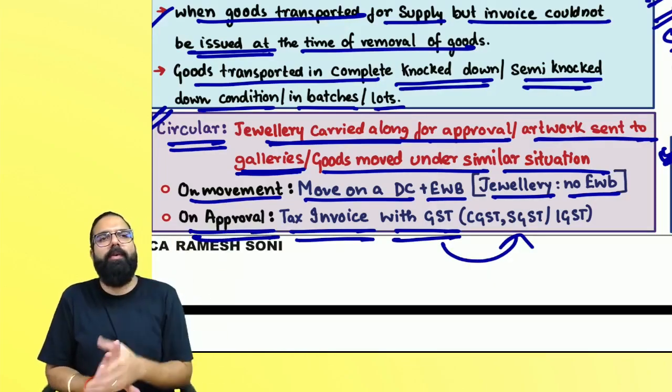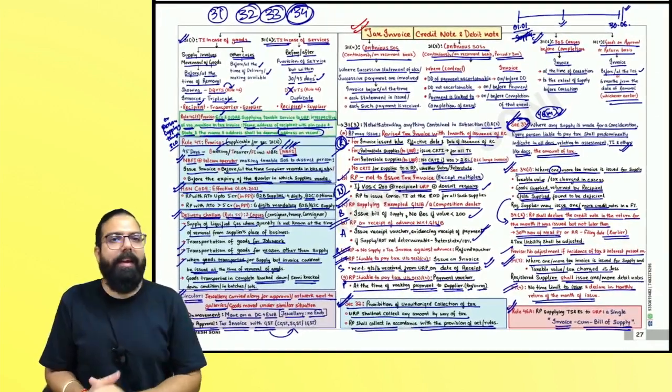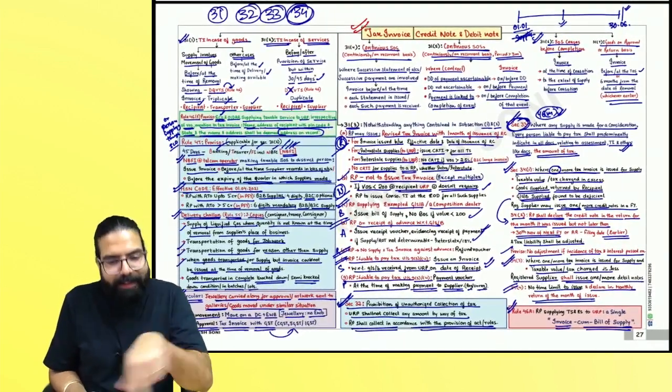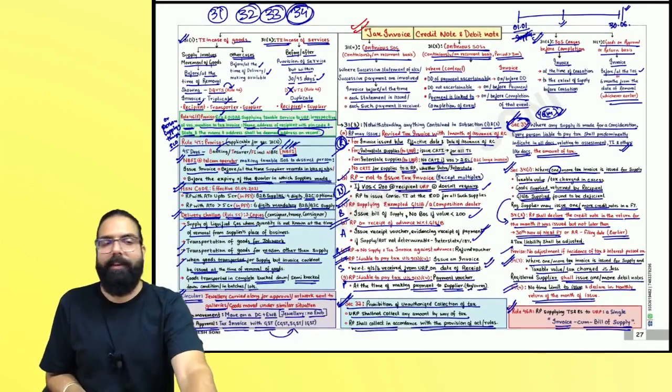If you are going from one state to another for approval, then you will go ahead and charge what, everyone? CGST and SGST. Within the state, it is CGST, SGST. Different state, then it is IGST.